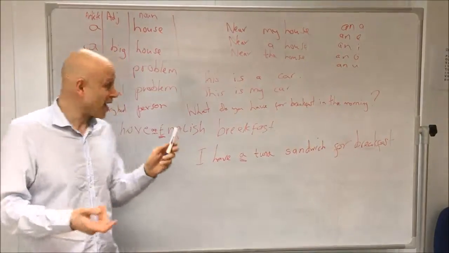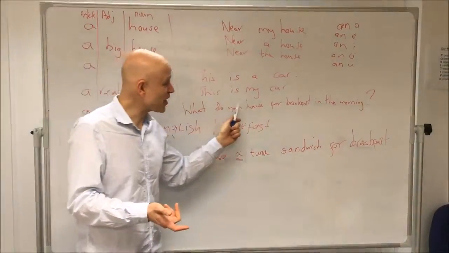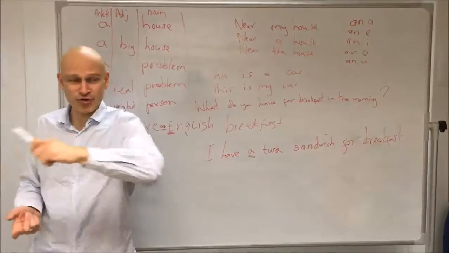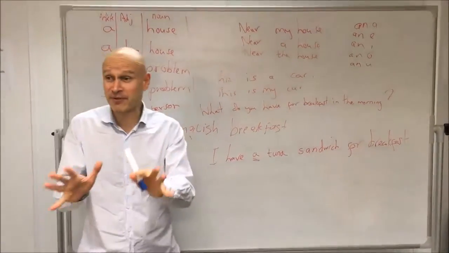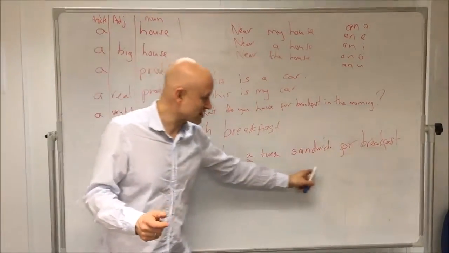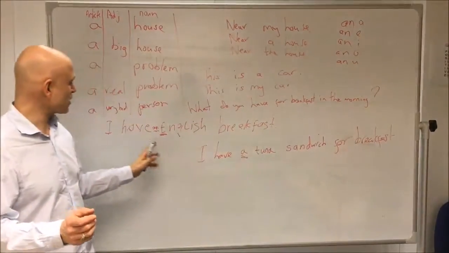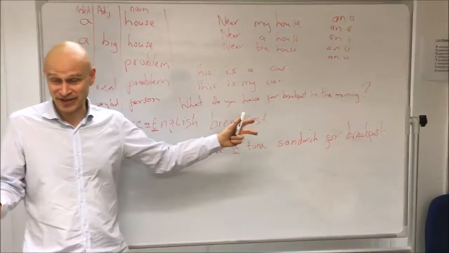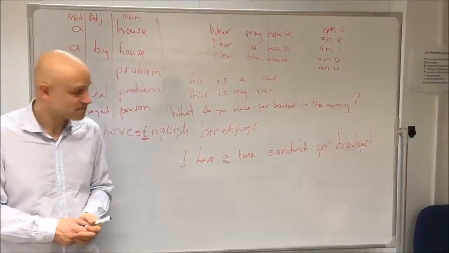After that, we just had a quick round of what we have for breakfast, and we asked the question, what do you have for breakfast in the morning? And then we went round the room, we did some writing, and we had a couple of lovely sentences come. I have a tuna sandwich for breakfast, and of course the lovely one, I have an English breakfast in the morning. An English breakfast, okay?